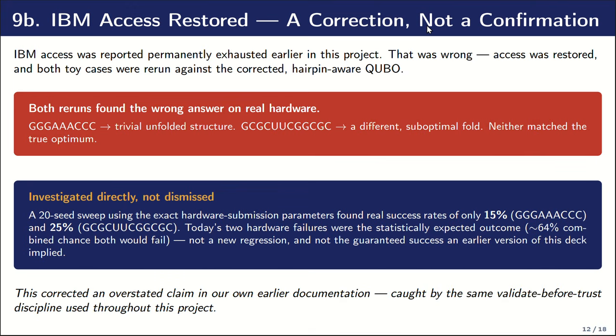So at one point, I reported IBM hardware access as permanently exhausted. That turned out to be wrong. Access came back, so I reran both toy cases against a corrected model. Both reruns got the wrong answer on real hardware. That's not a real problem. It's exactly consistent with the 15 and 25% success rates I'd already measured. The combined chance of both runs succeeding was under 4%. Failing both was actually the single most likely outcome.